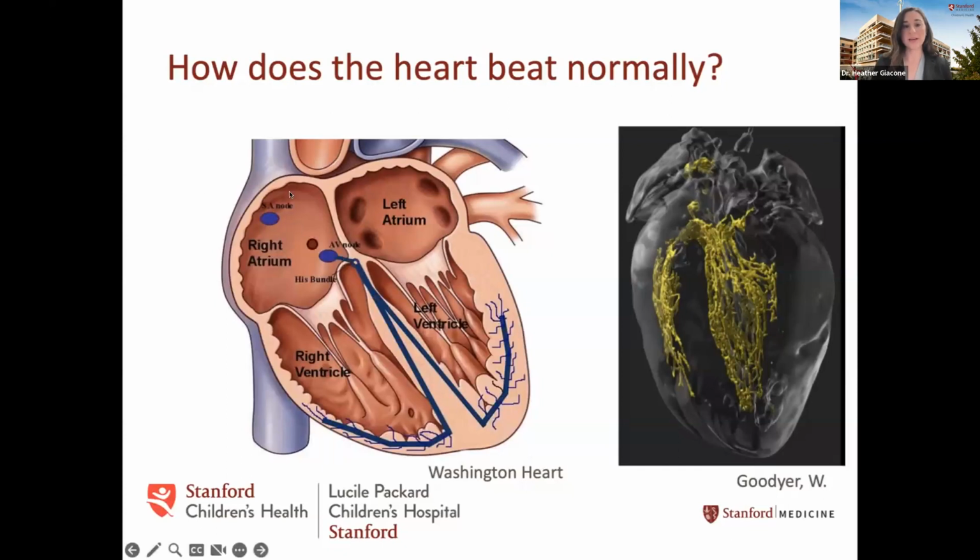So the normal pacemaker of the heart is up here, the SA node. It sends a signal down to the middle part of the heart where the AV node lives.